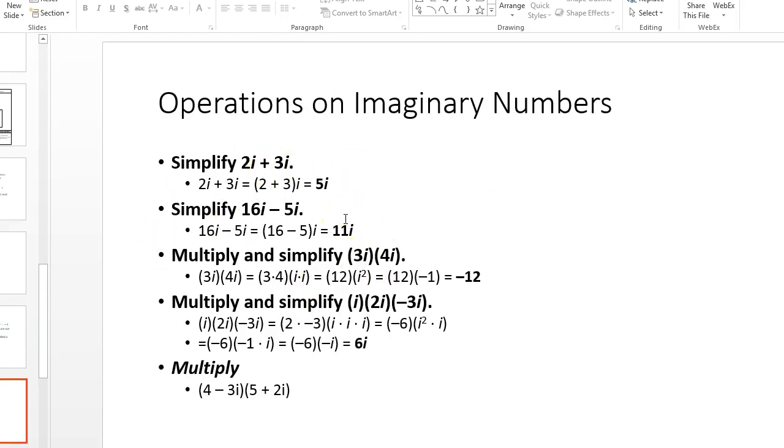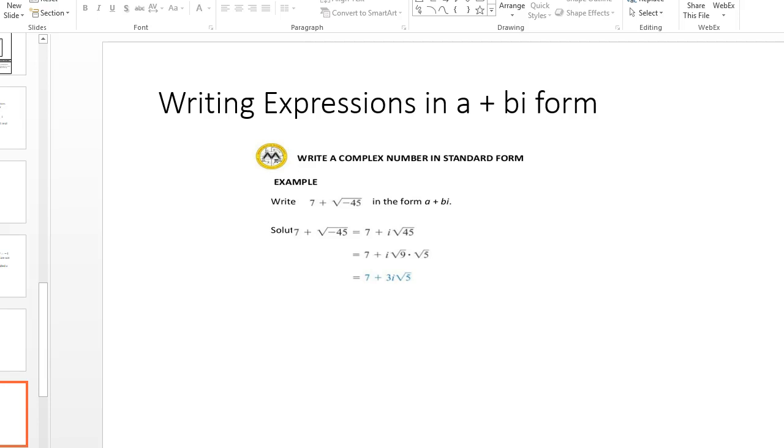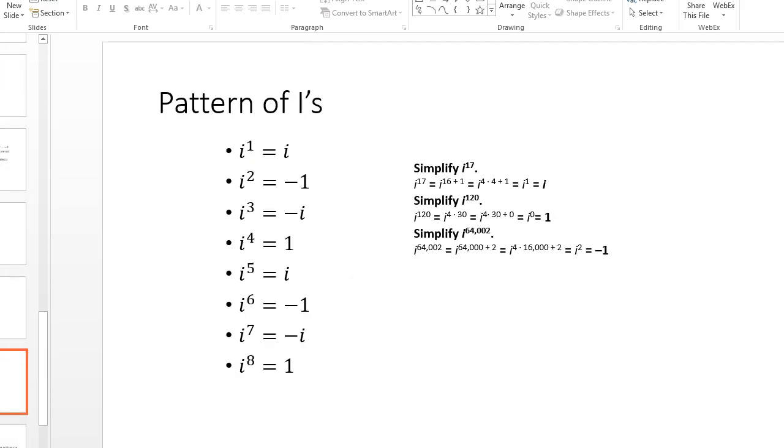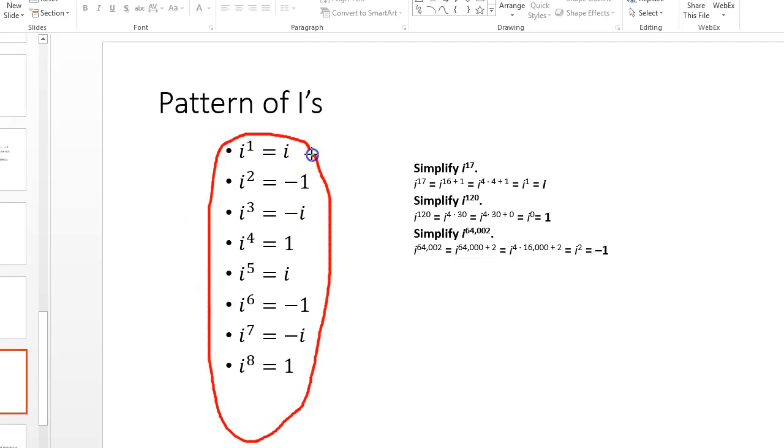Right here, there's some more operations. If you want to take a moment and stop the video right now and practice a couple of these, they'll be on the PowerPoint too if you want to look at them, but those are some great ones. Okay, now that you've looked at those, there's also writing them in a plus bi, patterns of i. If this was me, I might put this right here just as a reminder in my notes. So that might also be a good thing to put in your notebook. So let's stop the movie here real quick.